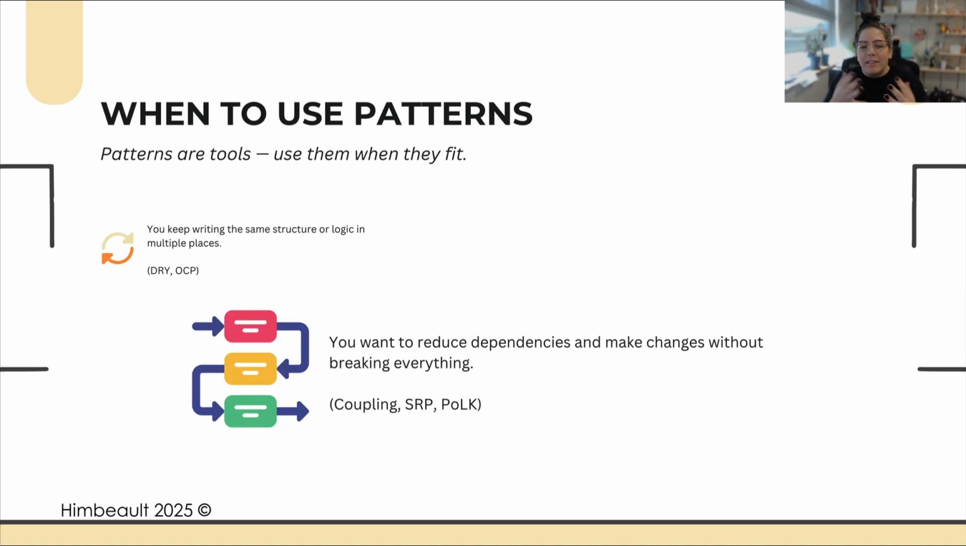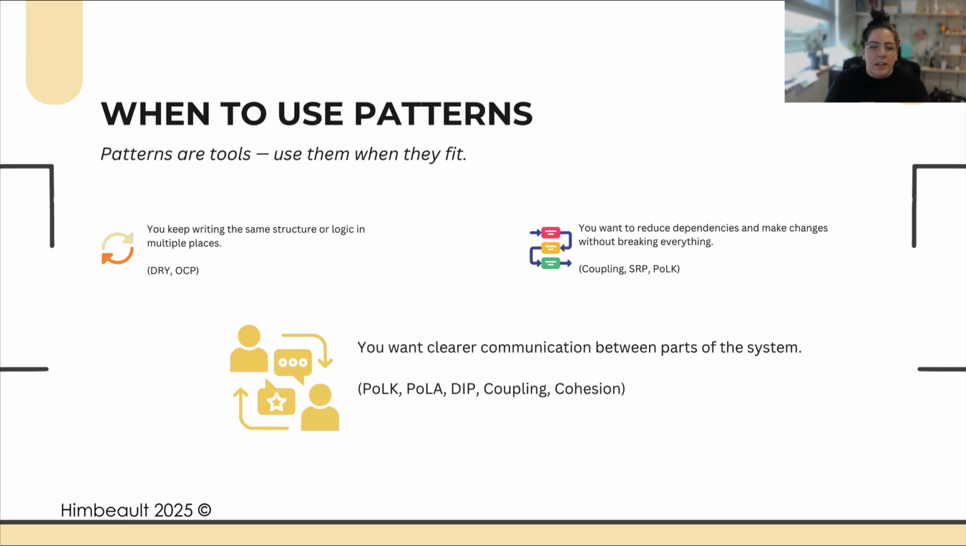If you want to reduce dependencies and make changes without breaking things, so we've got coupling, single responsibility principle, or the principle of least knowledge, also known as the law of Demeter. I've mentioned it before, even though it wasn't written down. Another great time to use design patterns is if we want clear communication between parts of our system. If we see principle of least knowledge, principle of least astonishment, dependency inversion principle violations, or coupling and cohesion violations, this is a good time to employ a pattern.